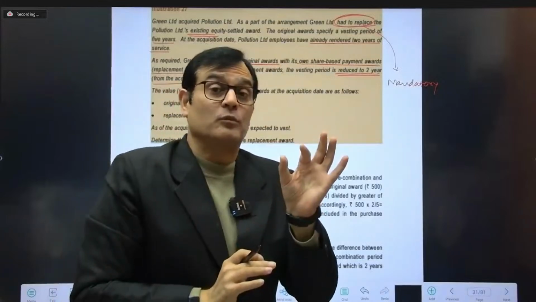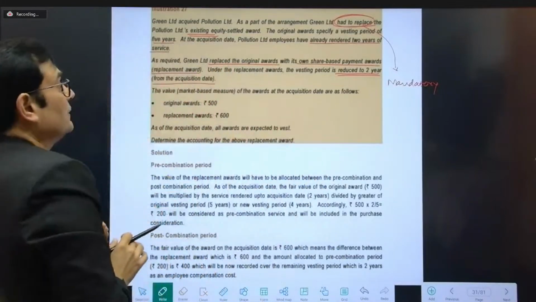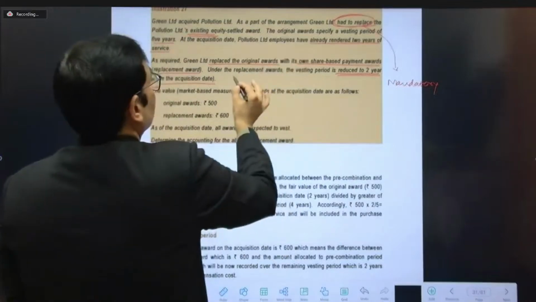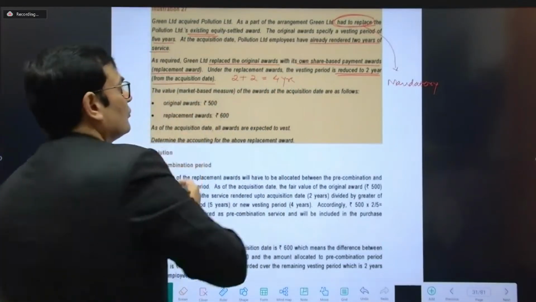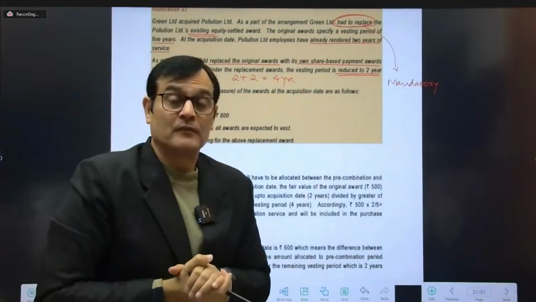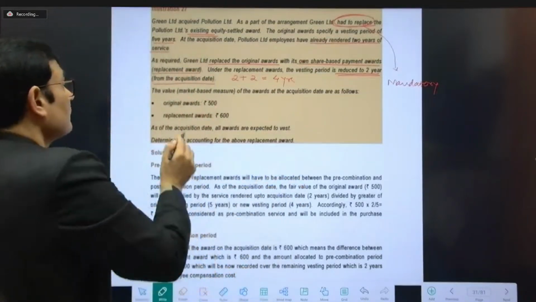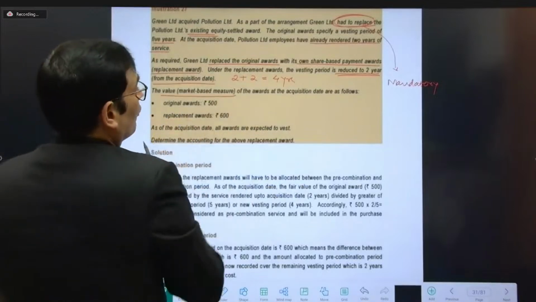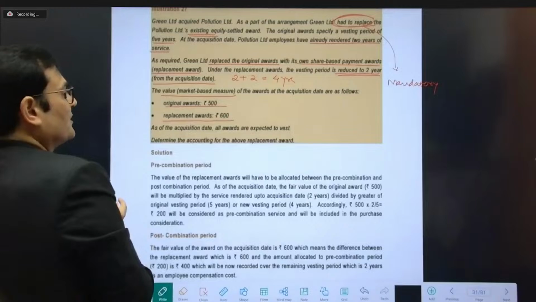So he has reduced the vesting period for another 2 years from the acquisition date. So we know that 2 years already elapsed and another 2 years is required. So the total is supposed to be 4. Earlier it was 5, now it stands reduced to 4. The market value of the awards on the acquisition date, original and the replace awards, is given.